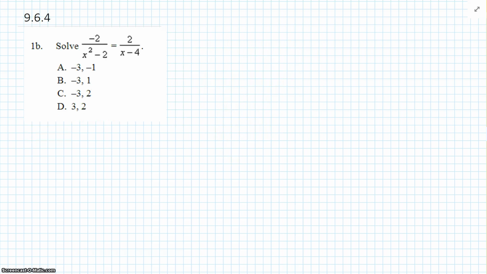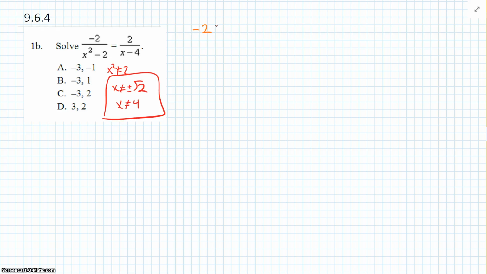Going on to 1b. Let's look at what our restrictions can be first. So x squared minus 2, that means x squared cannot equal 2. So x cannot equal plus or minus the square root of 2. And on this side, x cannot equal 4. So there are my restrictions. So let's look at this, and let's just cross multiply.